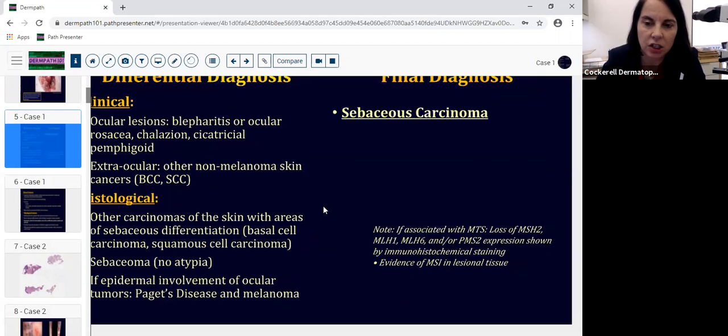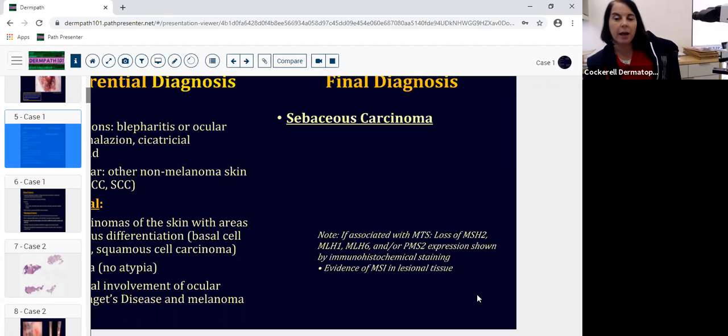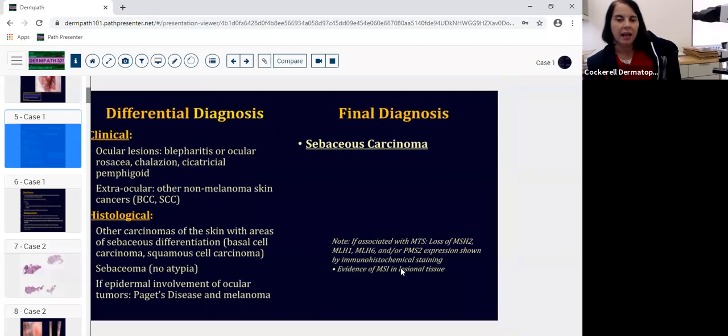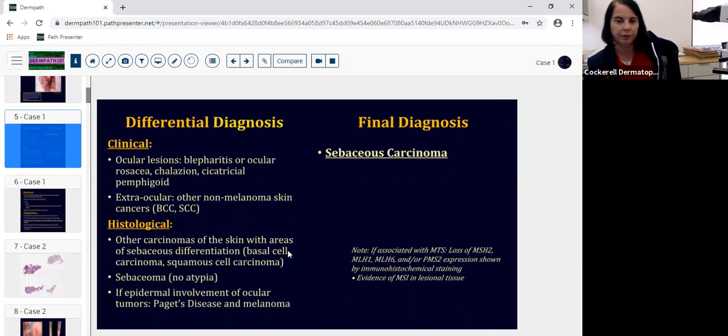One of the things we need to do when we get a sebaceous carcinoma is do stains for microsatellite instability to detect if this may be related to Muir-Torre syndrome. So some of the stains that we can do at our lab are MSH2, MLH1, MSH6, and PMS2 expression. If we see at immunohistochemical staining that there's evidence of microsatellite instability in the tissue, then you need to get the patient possibly a GI consult because they may have colonic polyposis.